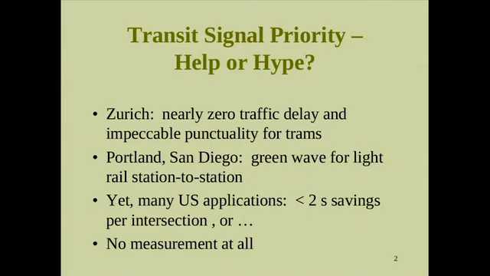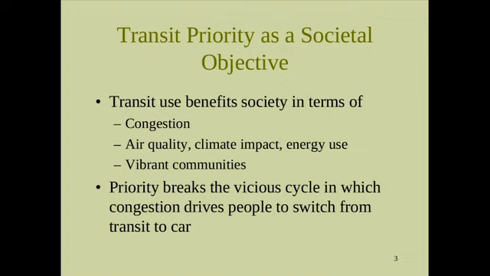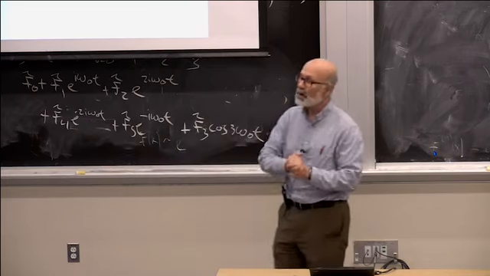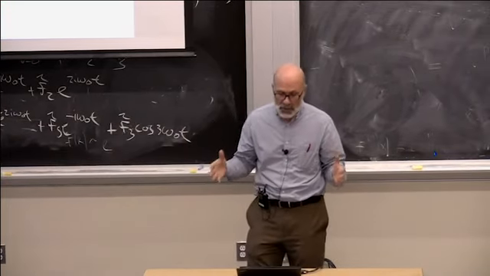So then I have to ask, is it really a help or is it hype? What I'm going to tell you today is some of the standard ways of doing transit signal priority, how they work and how they don't work very well, and what we have to do to really have our buses or trams have nearly zero delay. Before we get into the detail, why are we doing transit priority? This is a class on public transportation, so it probably doesn't need a lot of argument.